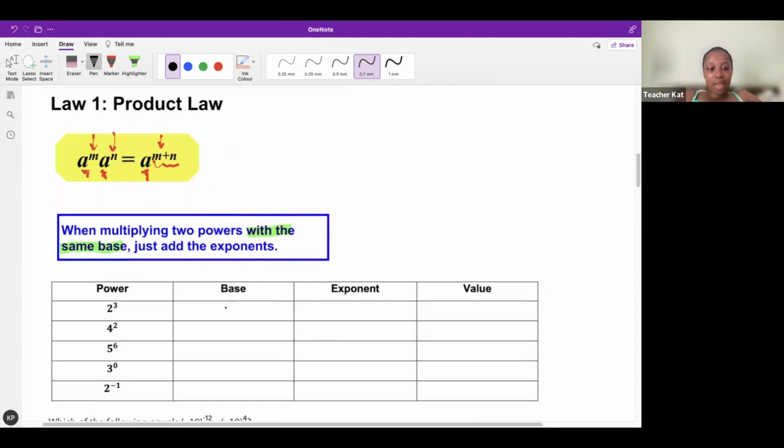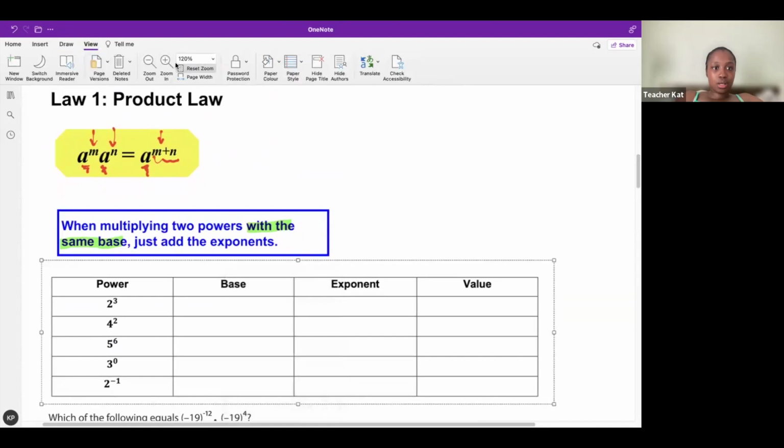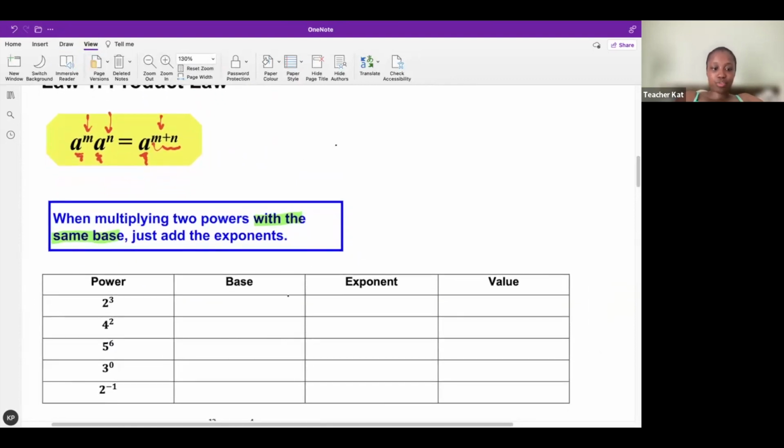Okay, now let's apply this law a little bit so that we make sure we understand what we are saying here. Oh, before we do that, I want to see if you guys have gotten a hold of my vocab. Okay. So I'm going to go ahead and fill in this table with your help. So for the first one, we have a 2 to the power of 3. So that's the first of our vocabulary. The whole expression is called the power. 2 to the power of 3. What is my base in this case for the first one? The base is 2, and my exponent is 3. And what is the value? What is the answer for 2 to the power of 3?